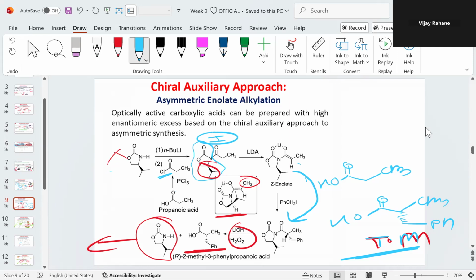And we need to see the retrosynthetic problem on this asymmetric synthesis as well, because till now we are just seeing linear synthesis, but our topic is retrosynthesis, so we need to cover some retrosynthesis as well.